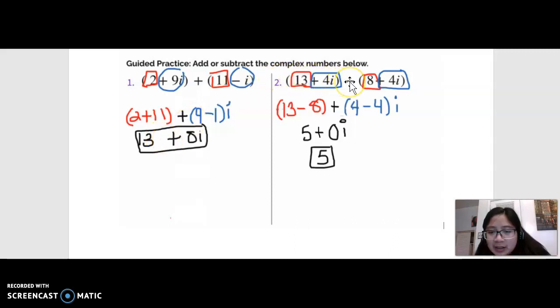Now the only difference here is that when you have subtraction, there's a negative sign in front of the parentheses. So anytime you see a negative sign in front of that parentheses, you just want to distribute that to the rest of the expressions to its right. So all the signs here would switch. This would be a -8 and that would be a -4i.